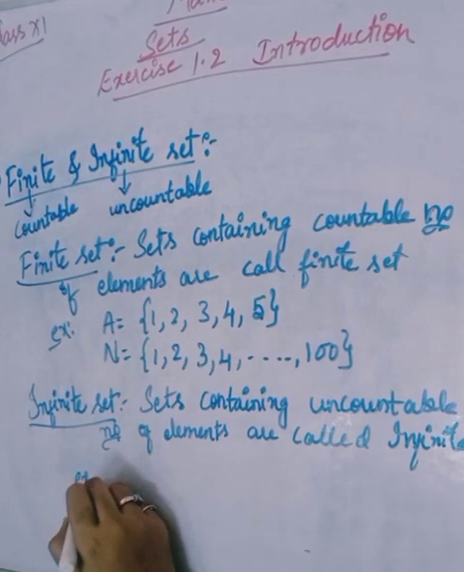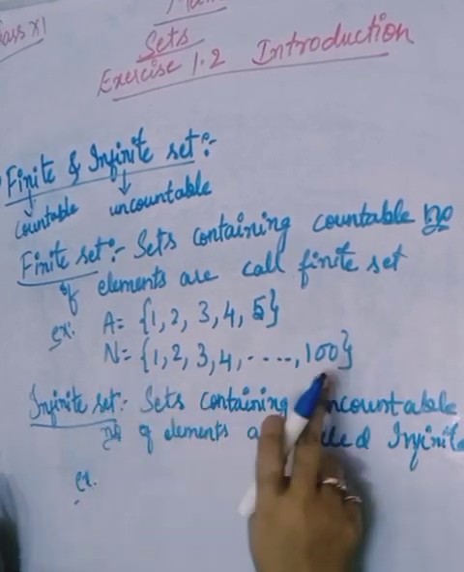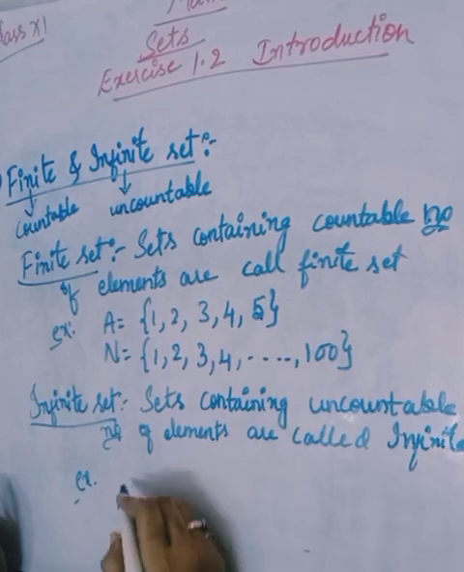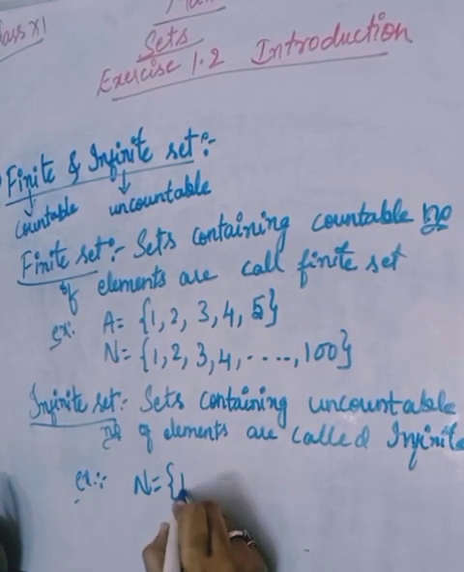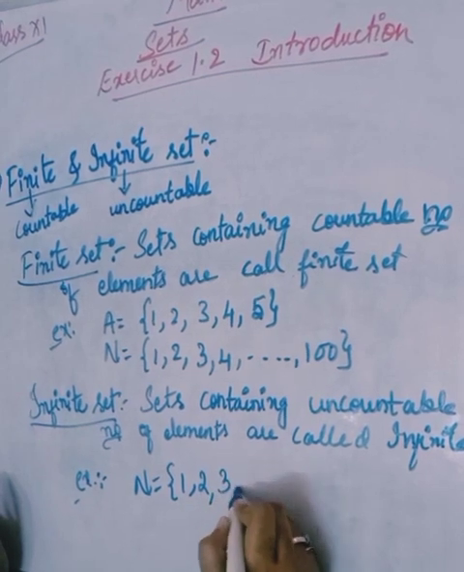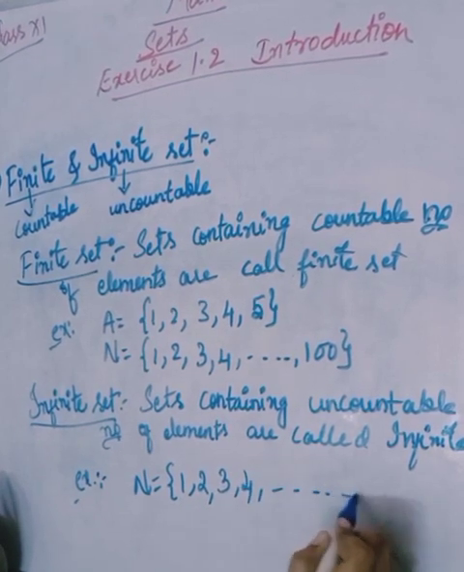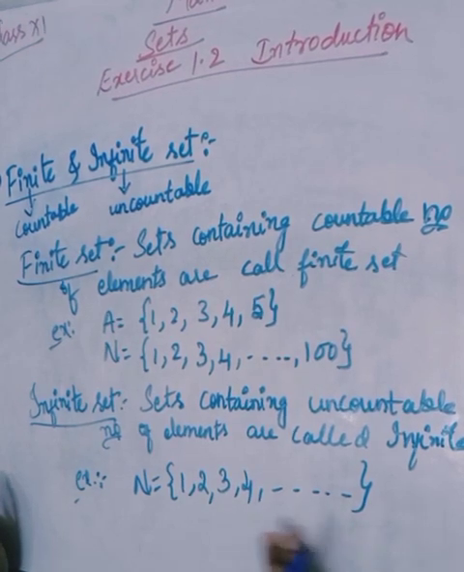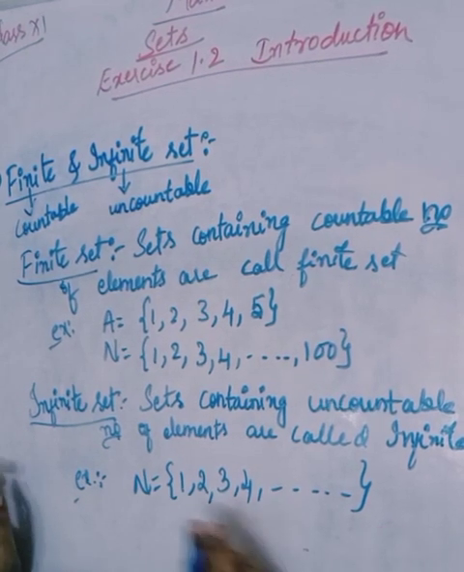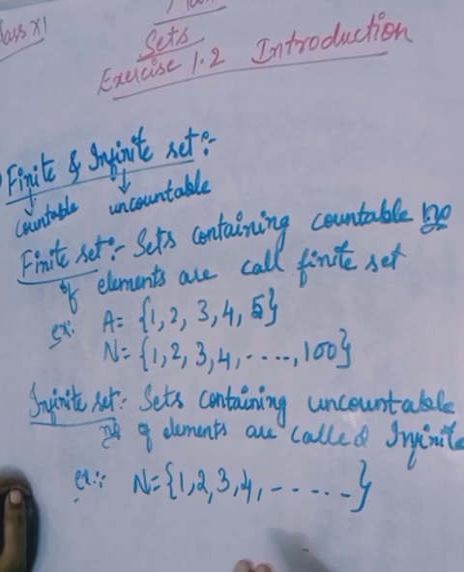So for an example, I'll take this N only, but we won't end here. So I'll get N is equal to {1, 2, 3, 4, etc.}. It's extending and going. It's not stopping anywhere. So it will extend till infinite. Therefore this one we'll say is an infinite set.